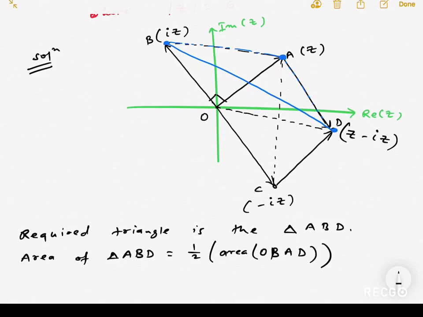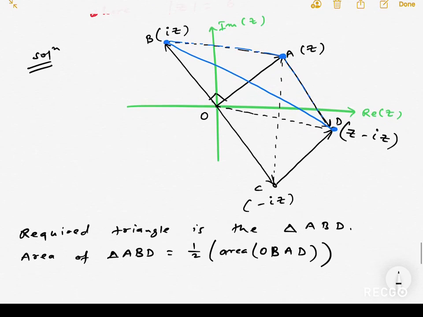So we can write this is equal to half, this is equal to area of triangle OAB. Very simple. You can visualize it in the diagram. So half of area of parallelogram OBAD is equal to area of the triangle OAB also, right? In geometry, if you remember, if two triangles are formed on the same base and between the same two parallel lines, then their areas must be equal. In this case also, area of triangle BAD and OAB are same, and OAB is a right angle triangle.